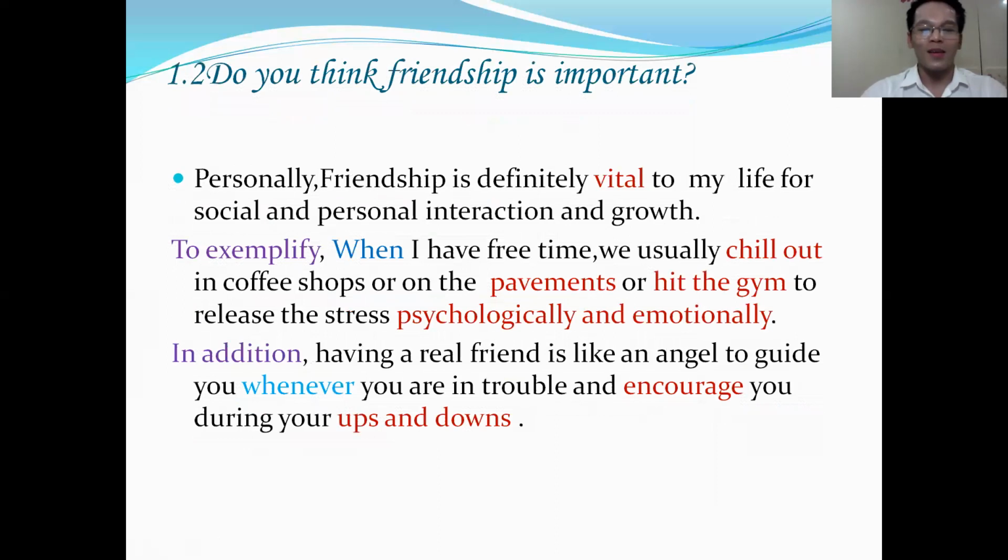Second question here. Do you think friendship is important? Well, this is my sample answer. Personally, friendship is definitely vital to my life for social and personal interaction and growth. To exemplify, or for example, when I have free time, we usually chill out in coffee shops or on the pavements or hit the gym to release the stress, psychologically and emotionally. In addition, having a real friend is like an angel to guide you whenever you are in trouble and encourage you during your ups and downs.